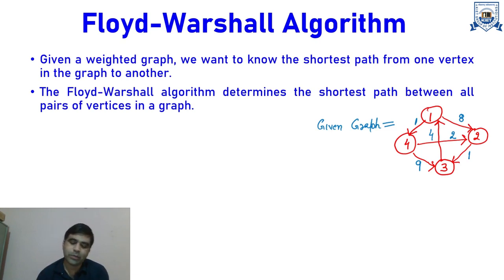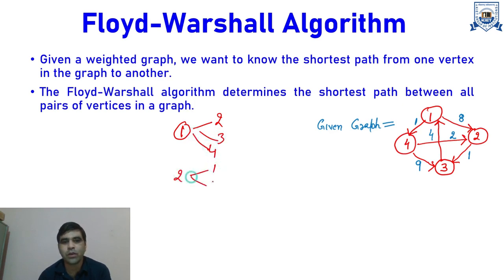All pair shortest path means, for example, in the earlier lecture we used the Dijkstra algorithm to solve the shortest path problem. But in this particular given graph we have node 1, and we want to find the shortest path to 2, 3 and 4. Similarly, from node 2 to node 1, node 3 and node 4, from node 3 to node 1, node 2 and node 4, and from node 4 to node 1, node 2 and node 3.